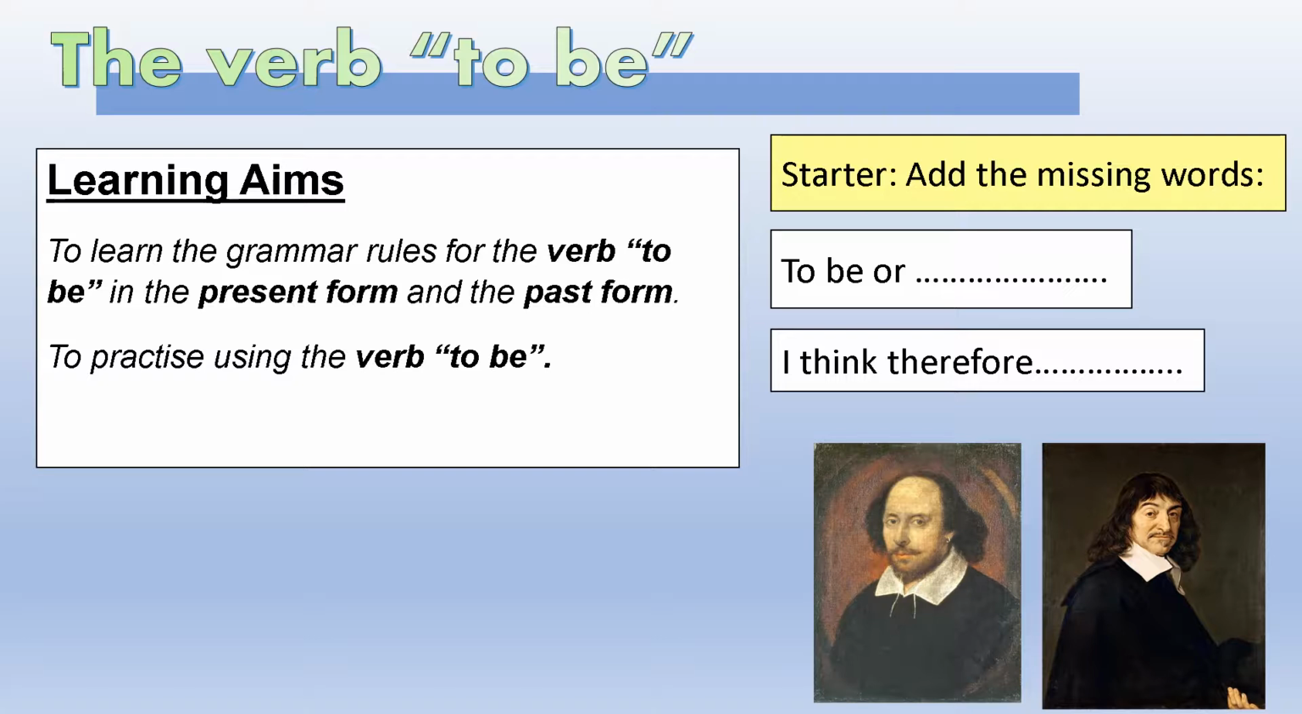Starter, add the missing words. To be or not to be. Famous quote from English playwright William Shakespeare. And I think, therefore, I am. Famous quote from French scientist and philosopher René Descartes. I am is the first person conjugation of the verb to be.